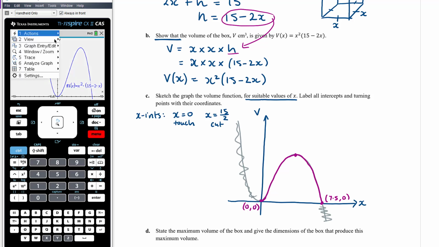So menu, 6 for analyze graph, we've got a maximum turning point. Now, unlike when we did the parabola before, where we completed the square in the calculator screen to find the turning point, that's only for quadratics. This isn't a quadratic, it's a cubic, and we don't yet have any algebraic tools for finding the turning points of cubics. So we have to do it in the graphing screen, and we'll have to therefore give decimal answers, although the fact this question doesn't tell me to round leads me to believe this is probably going to be a nice exact point.